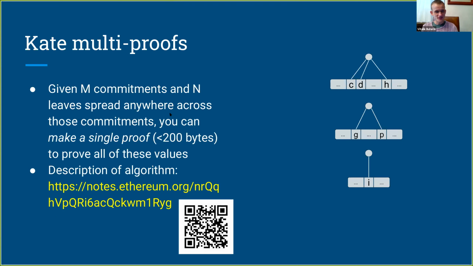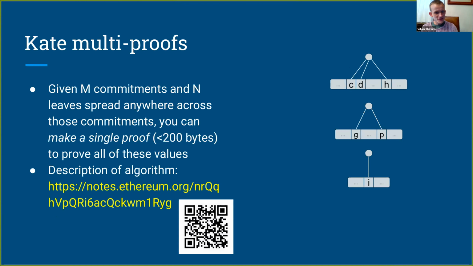So this is the multi-proofs protocol. Basically, if you have multiple commitments and multiple leaves, and this could be an arbitrarily large number of commitments and leaves, you can make a single proof, less than 200 bytes, that proves the membership of all of these values. Right, and there's another link there that you can click or scan if you want.